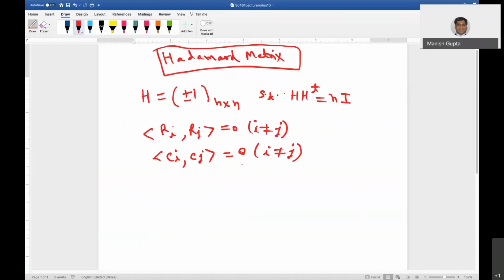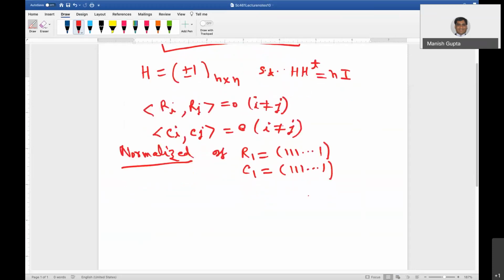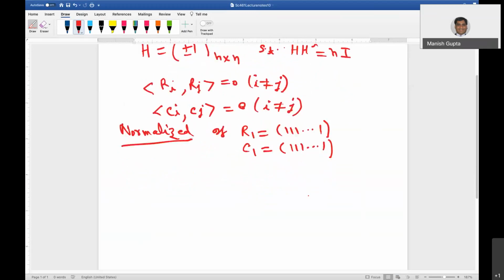We call a Hadamard matrix normalized if the first row is an all-one vector, and the first column is also an all-one vector. If the first row and first column are all-one vectors, then we say that the matrix is normalized. Now let us take some examples.